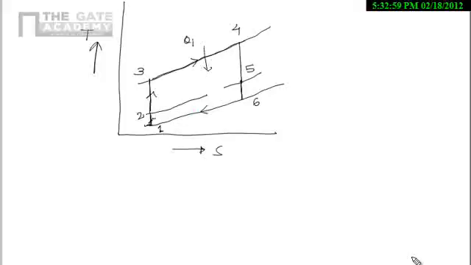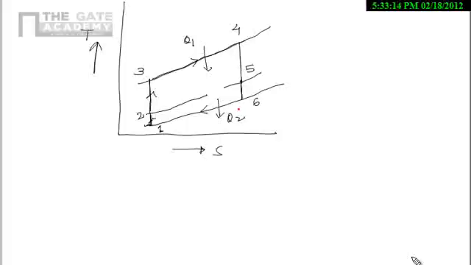Here we are adding the heat. Here we are rejecting the heat Q2. So this is the typical representation of a jet propulsion plant on the TS diagram. So now let's solve the problem here.